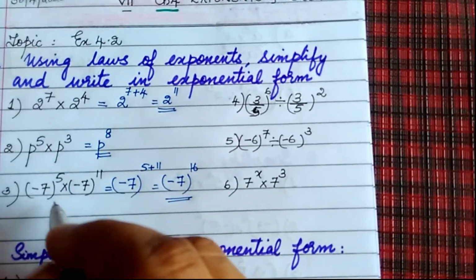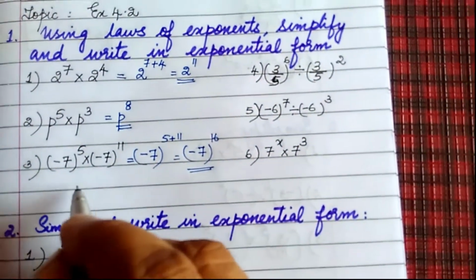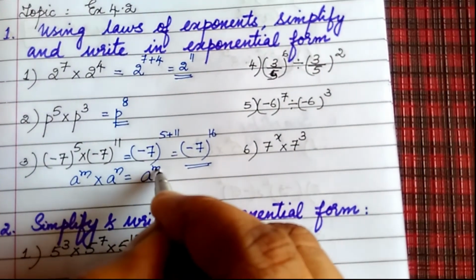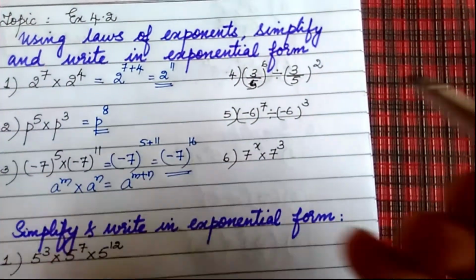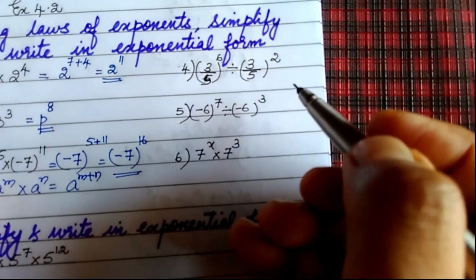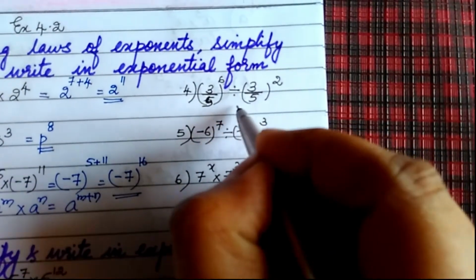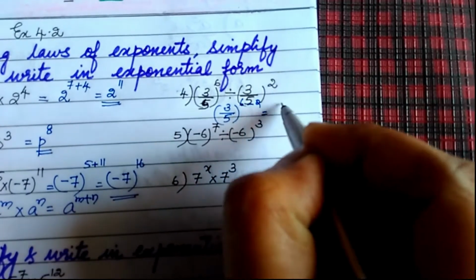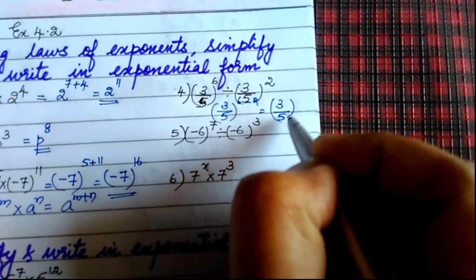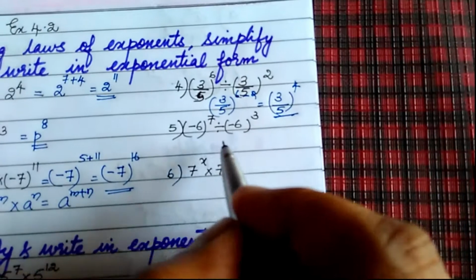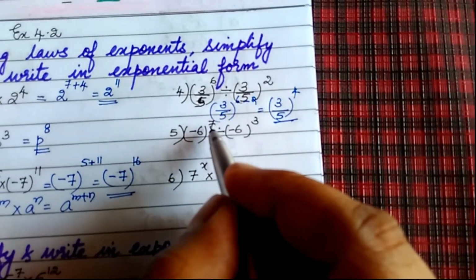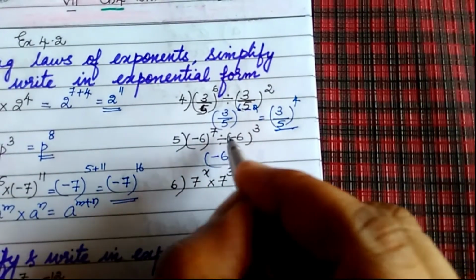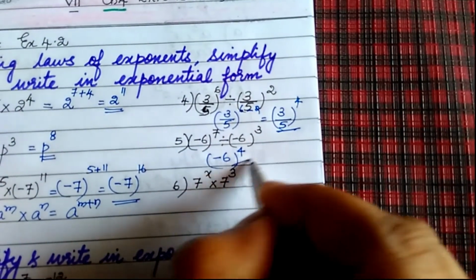So till now in all the first questions we dealt with a to the power m into a to the power n equal to a to the power m plus n. Now if it is division, we will be doing subtraction of the powers. So 3 by 5 to the power 6 minus 2. What is 6 minus 2? 3 upon 5 to the power 4. That is the answer. Second also integer, the powers are 7 and 3 and it is division. So it is minus 6 to the power 7 minus 3, that is 4.